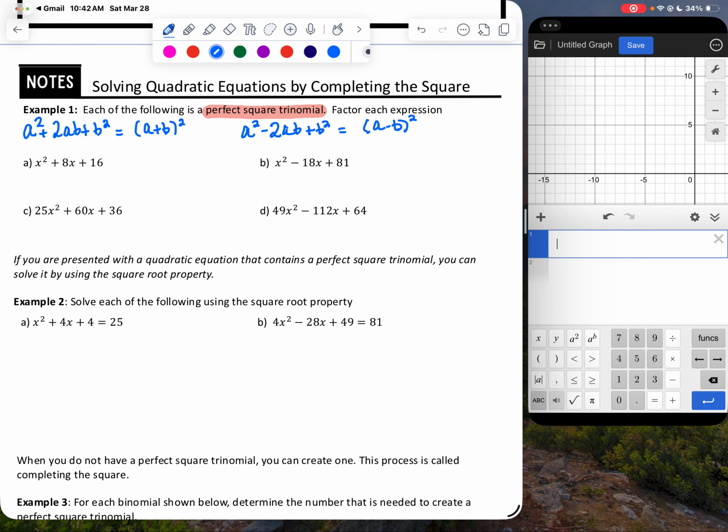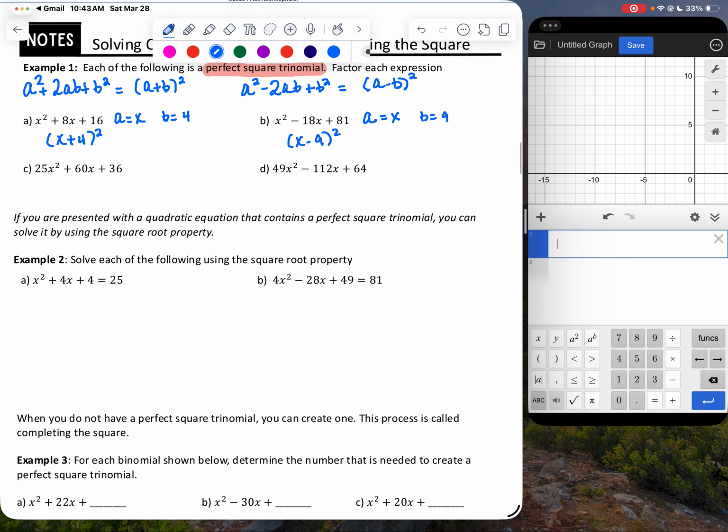We have the perfect square trinomial x squared plus 8x plus 16. So you're going to identify a, the square root of x squared is x, and then identify b, the square root of 16 is 4. So our factorization would be x plus 4 quantity squared. All right, problem B, we have x squared minus 18x plus 81. Our a value would be x, and our b value would be the square root of 81, or 9. So our factorization would be x minus 9 quantity squared.